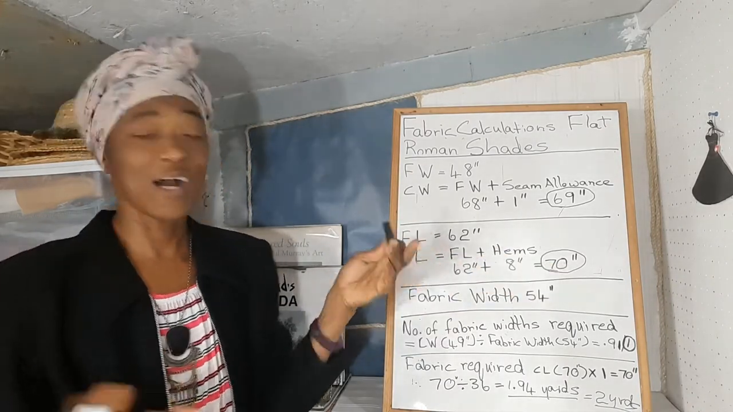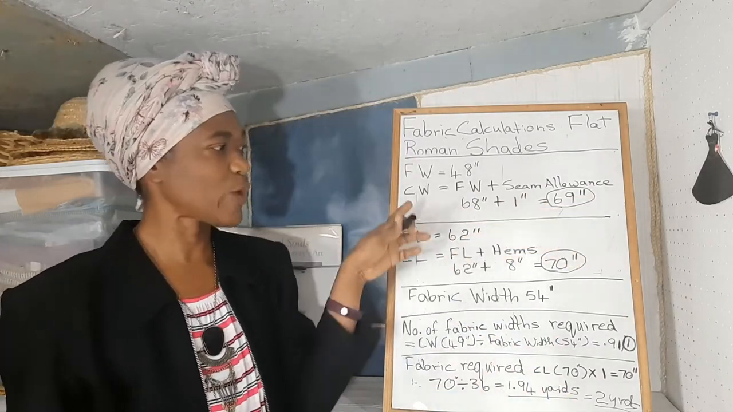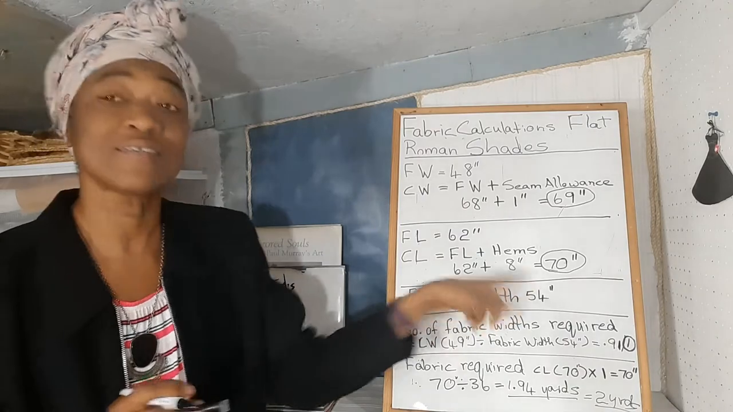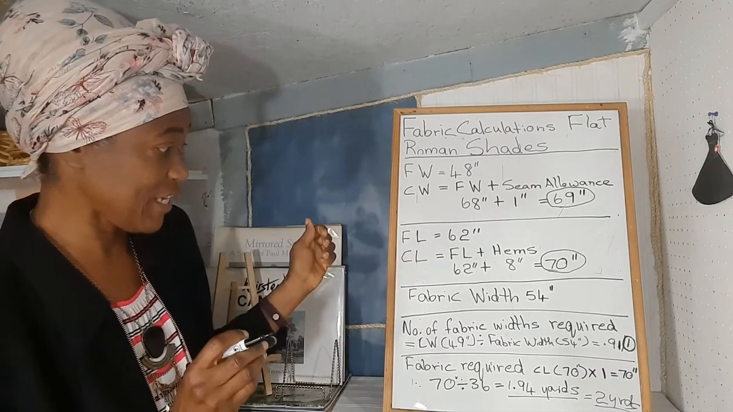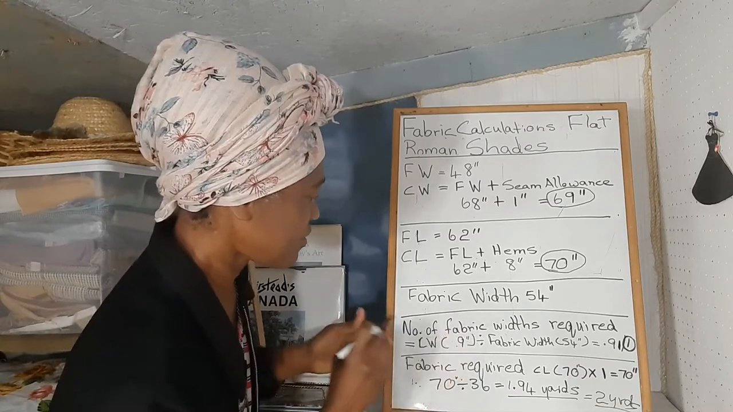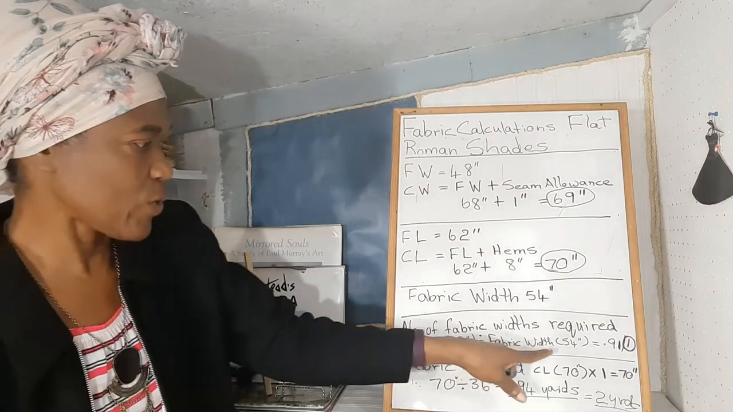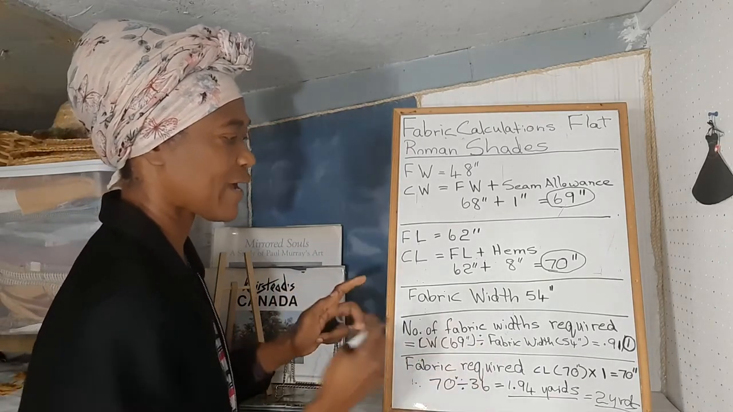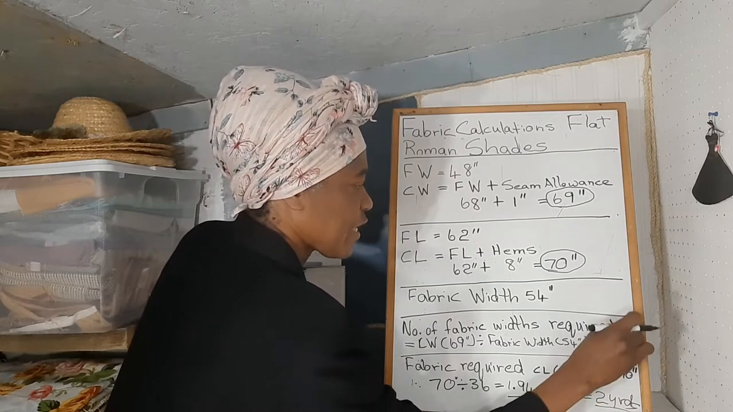Now we'll leave the length as it is at 70 inches. So now our blind is almost square. Okay, so we have 69 inches for our cut width and 70 inches for our cut length. So this is what we do. Our fabric width is still 54 inches. Okay, so we will then need to change these numbers down here. So our cut width is now 69 inches and our fabric width is 54 inches. So what do we do? We divide 69 inches by our fabric width, which is 54 inches.